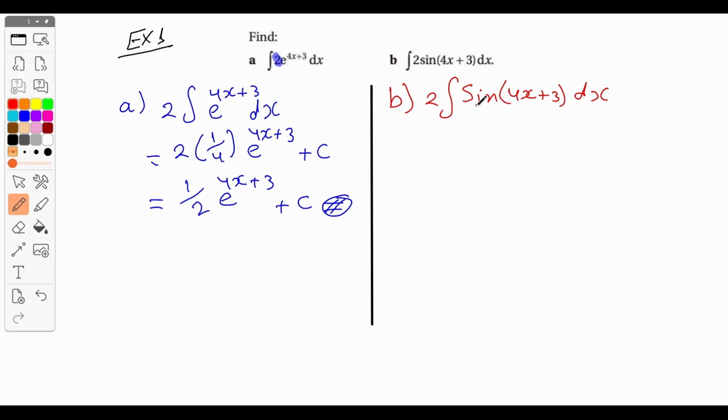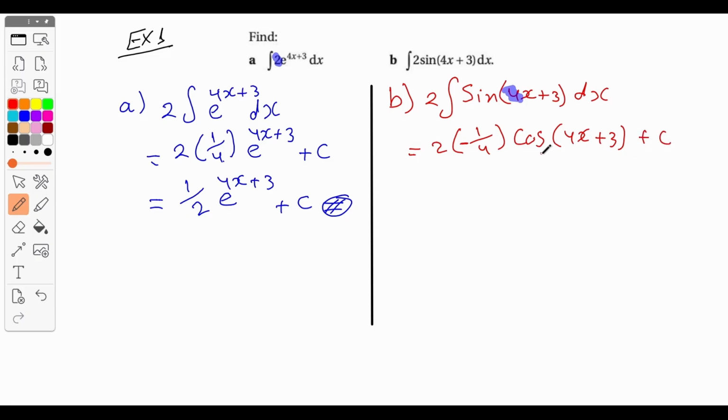Okay, and now as we have studied in the identity sine ax, what's the integral of sine ax? The integral of sine is negative cosine, but because here we have this ax, you have to divide by this a, you have to divide by 4. So write 2 as it is, and here we say negative 1 over 4. Why negative? Because the integral of sine is negative cosine. Then cosine, the same quantity 4x plus 3 plus c.